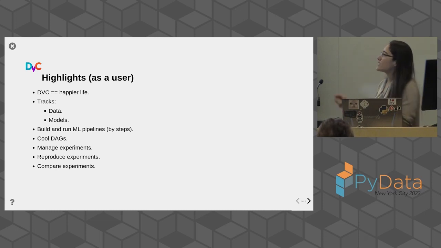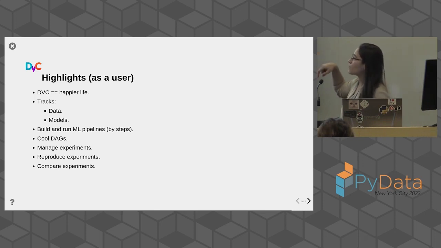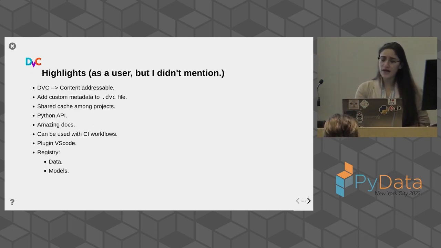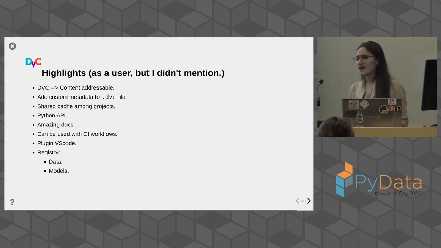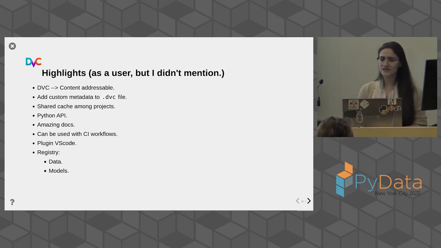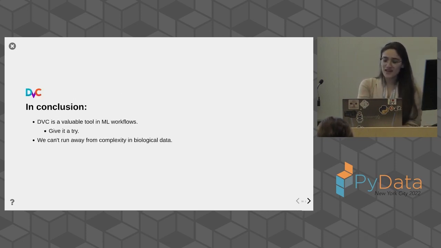I would like to, but no, I'm very busy as a computational scientist at Cyclica. But there are more. We can track data, models. We can manage experiments, reproduce and compare. We can also add custom metadata. There is a Python API. They have amazing documentation, and I'm kind of a fundamentalist about documentation. Their documentation is awesome. They have a plugin for VS Code. It's a very interesting project. So if you're working with machine learning projects and this type of data, just check it out.